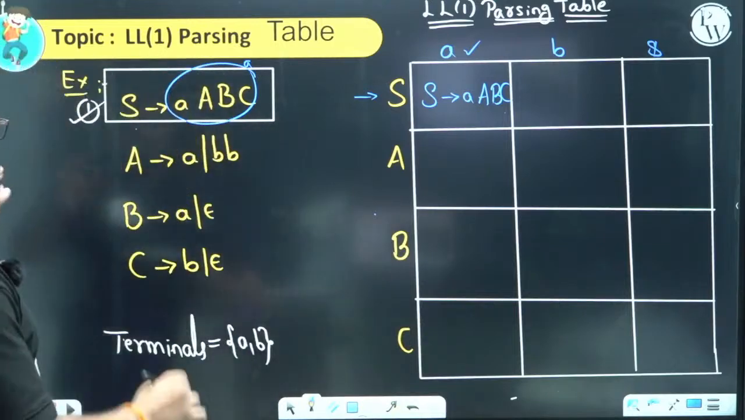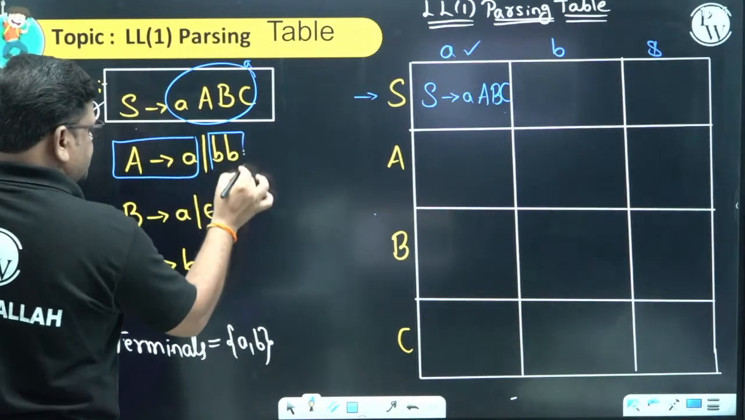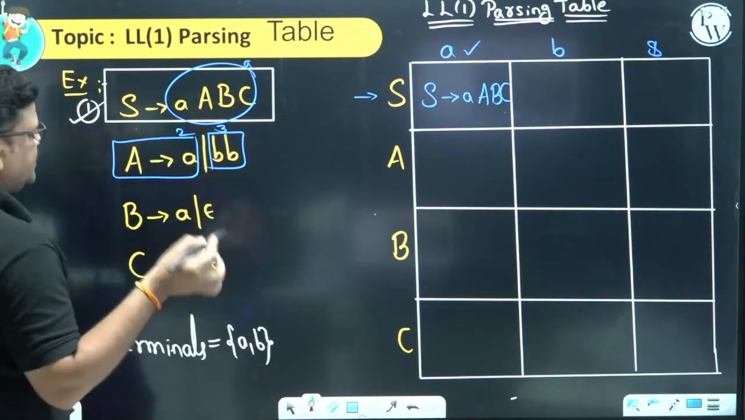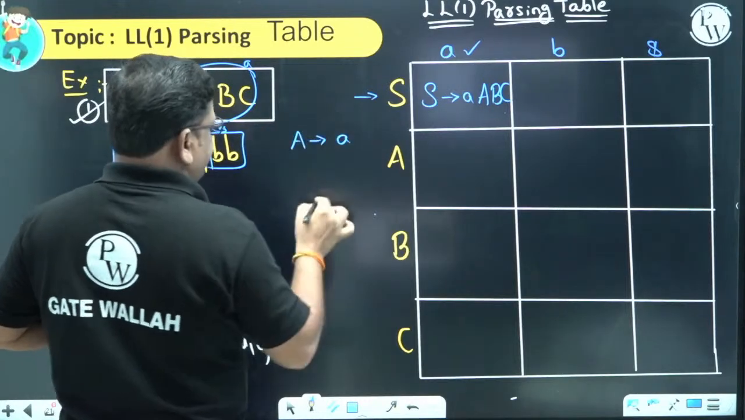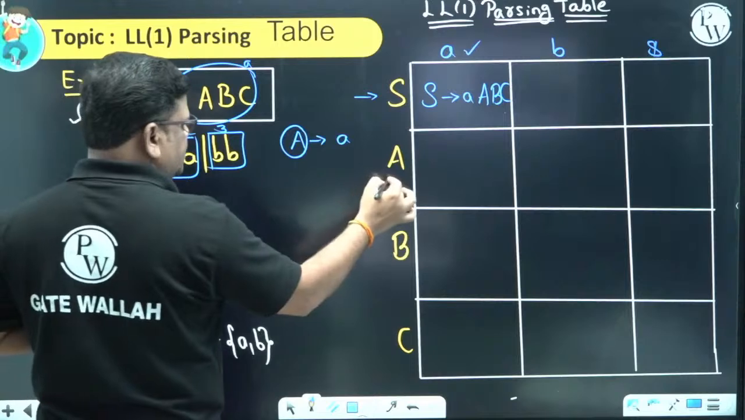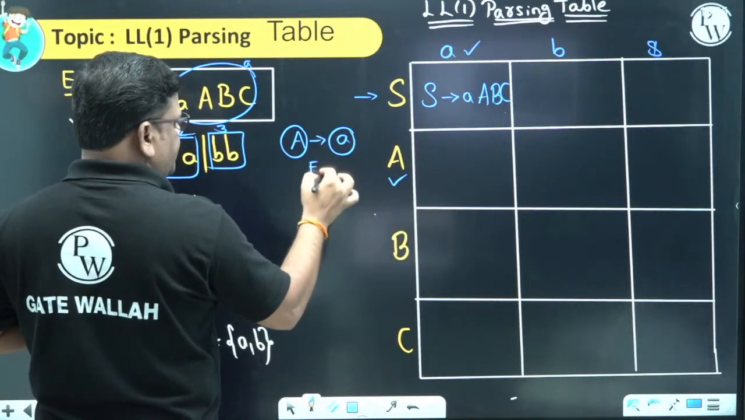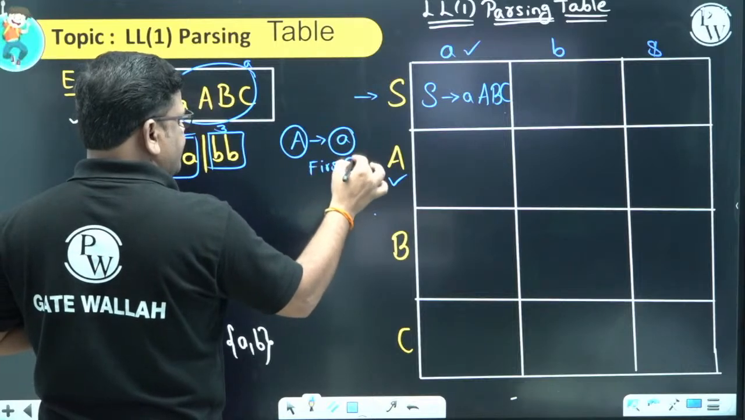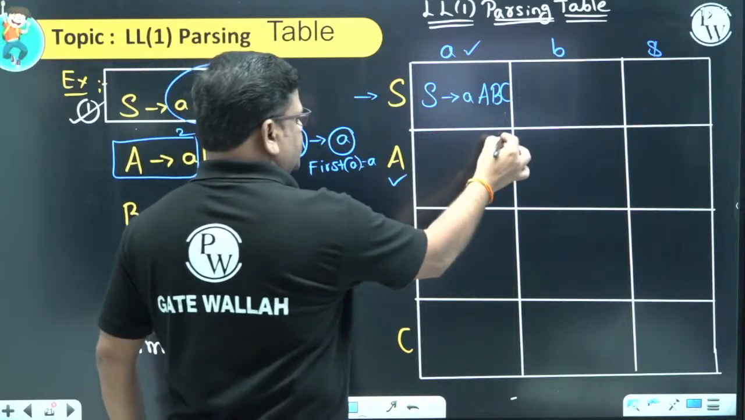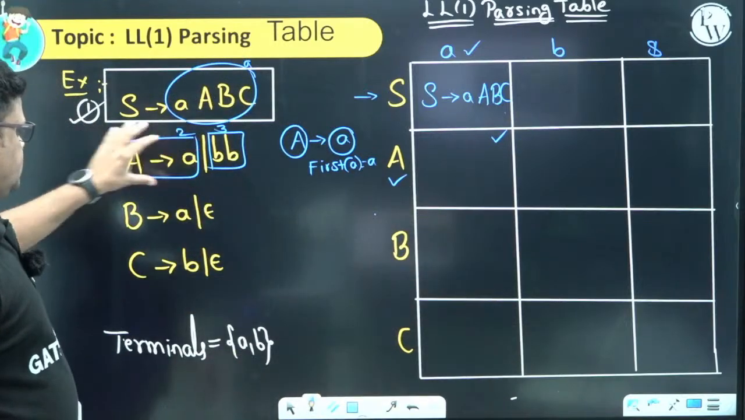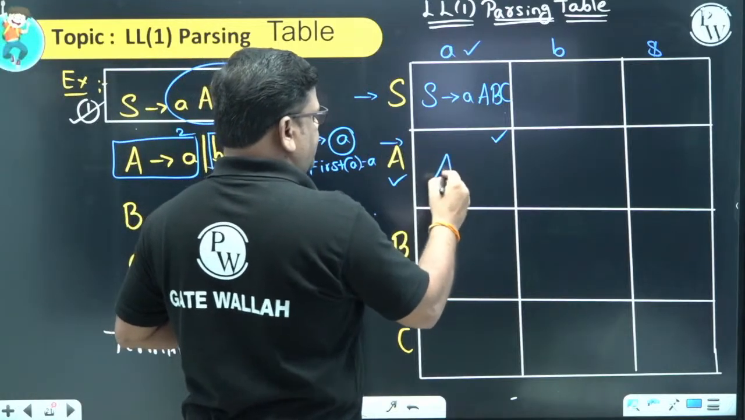Now come to the second production. This is our second production and this is our third production. Let us take the second production. Its row is the left hand side non-terminal, so A. Its column is the first of A. First of A is nothing but a. So the column will be this one. So we have to arrange this production in row A, this column.